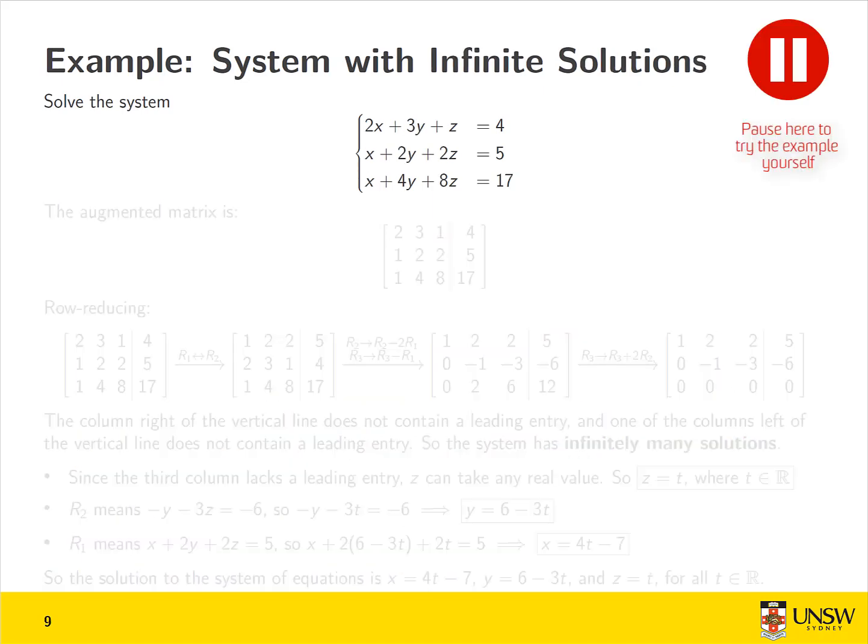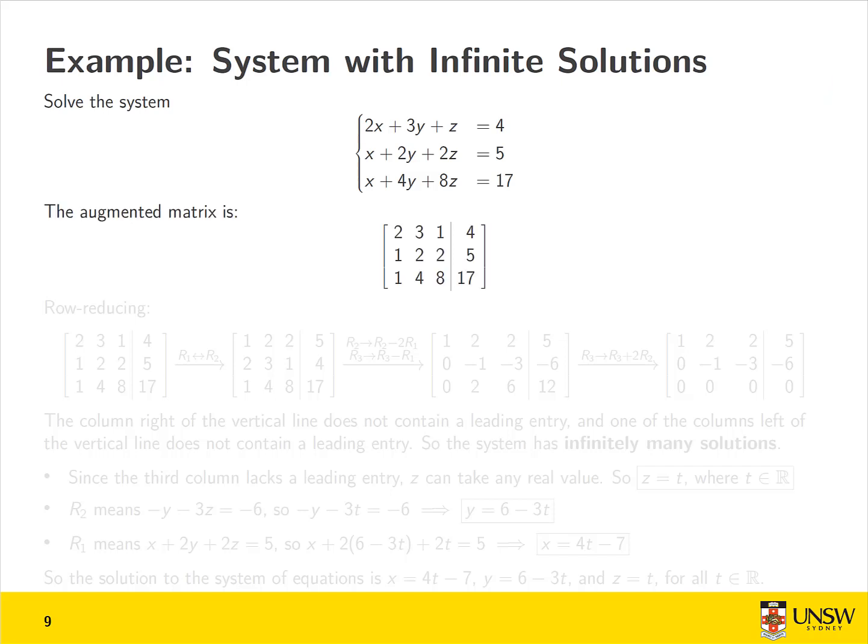Now let's try solving this system of simultaneous equations, given by 2x plus 3y plus z equals 4, x plus 2y plus 2z equals 5, and x plus 4y plus 8z equals 17. First, we rewrite the system as an augmented matrix. Next, we perform Gaussian elimination on this matrix. First, we'll swap rows 1 and 2 to make the first entry in the matrix a 1. Now, we can subtract multiples of row 1 from the other rows.